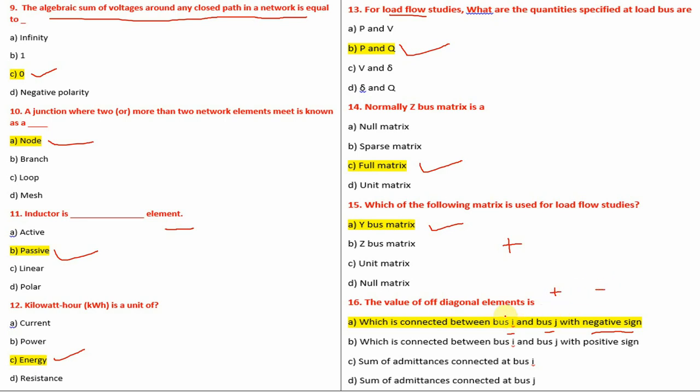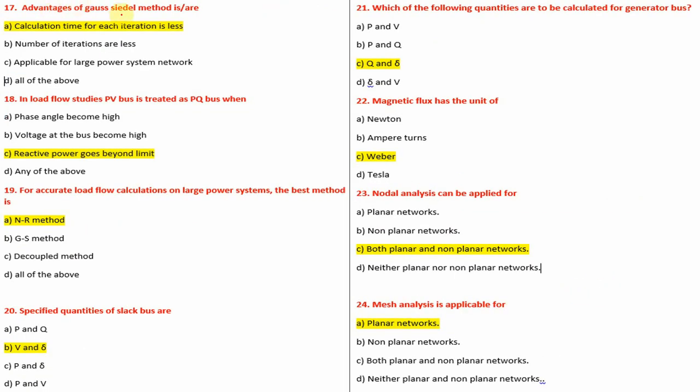So always remember, for diagonal elements we write positive, and for off diagonal ones, minus. Now the next point: the advantage of the Gauss-Seidel method is that calculation time for each iteration is less. In load flow studies, a PV bus is treated as a PQ bus when reactive power goes beyond the limit. Very important question. Number of times this question is asked in different examinations. For accurate load flow calculations on a large power system, the best method is the Newton-Raphson method.